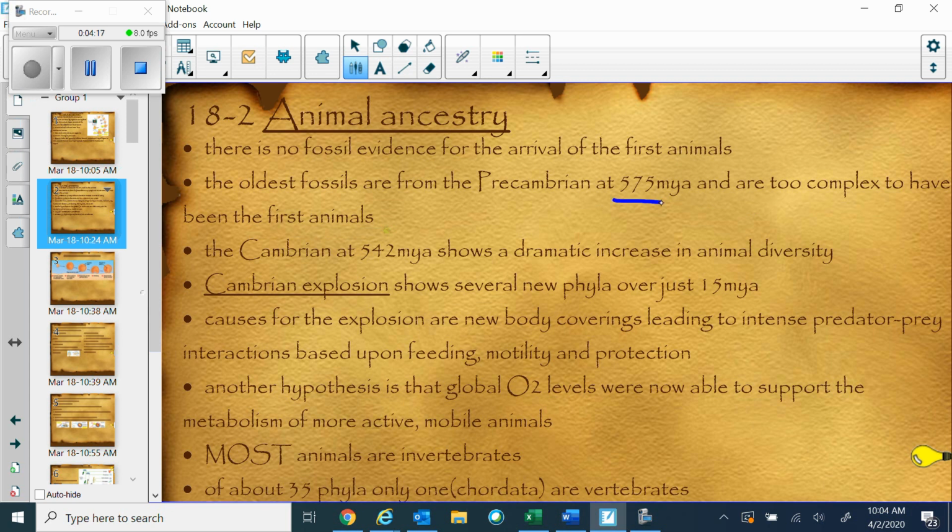From 575 to 542, or 33 million years, there's a dramatic increase during that Cambrian explosion. Okay? And what really was the cause of that? Over 15 million years, new body coverings, which are those new adaptations, meant predators had to change their game. The ones that didn't died. But feeding, ability to move, and protection are major features of predator-prey relationships. So that was occurring.